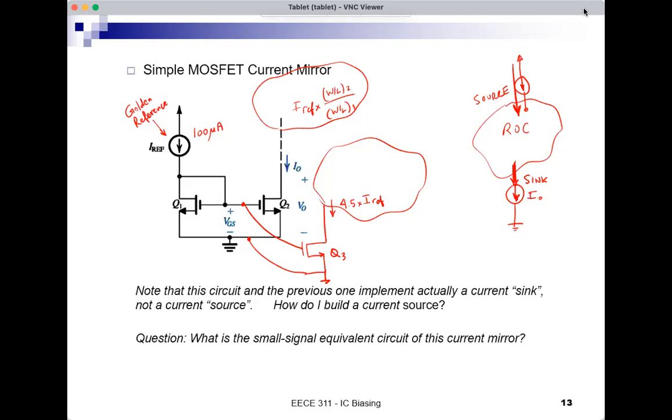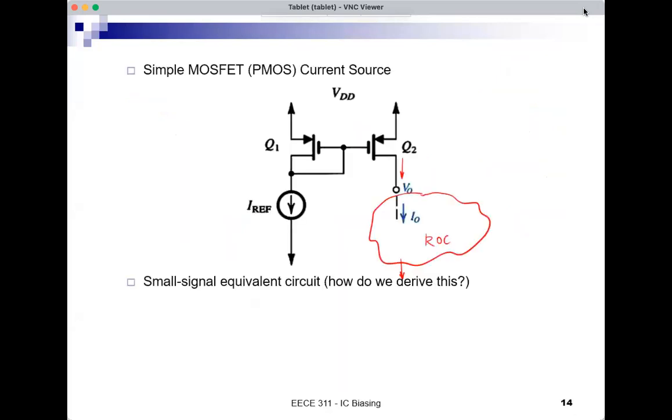It's the same procedure we learned in 310. I eliminate the DC sources, and I replace the MOSFETs or any other devices by their small signal models, and I analyze. I find the quantities of interest. So in this case, if I do that, what do I get? If we do this analysis, we can show that we only get a small ro2.